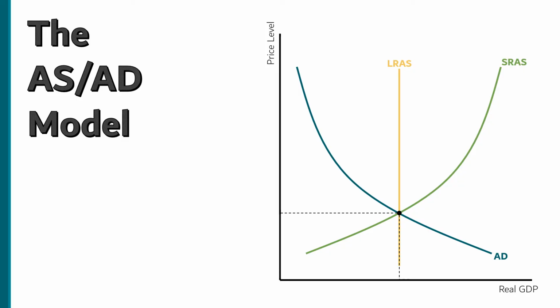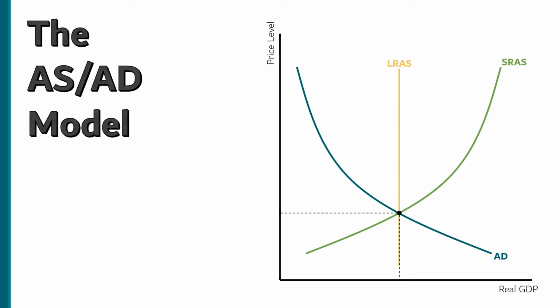The aggregate supply, aggregate demand model is a sort of compromise between the Keynesian and classical views of the economy. Aggregate demand represents the total amount of spending in the economy. Long-run aggregate supply represents the capacity of the economy and is the destination for the economy if it's given enough time to fully adjust to changes in the price level.